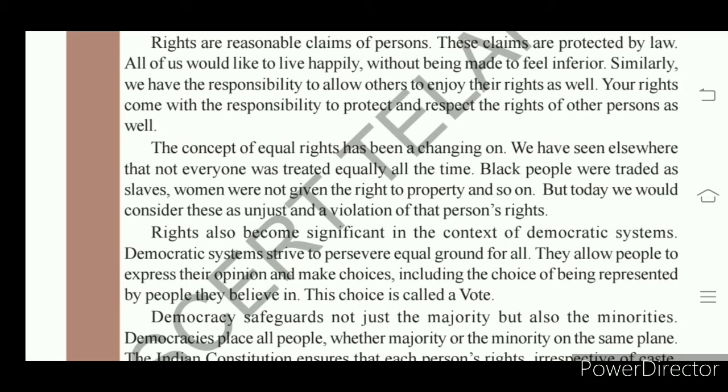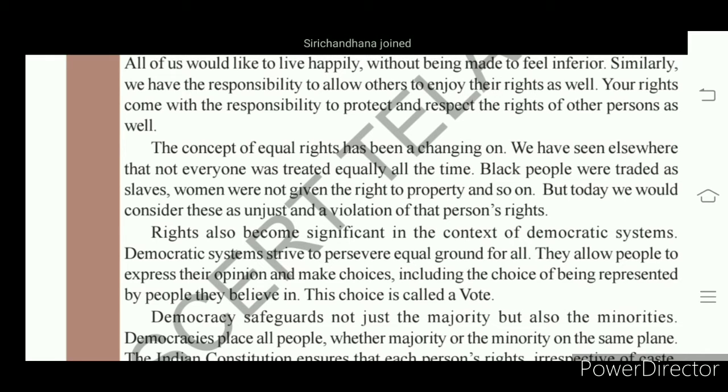But today it is recognized that women should be given an equal share in the property of their parents. So today we would consider these as unjust. That was what is unjust, what is unfair, not giving rights to the daughters in the property of parents. Understand? Once this was not treated as inequality, but in this modern period it is recognized as inequality, that women were not enjoying the right to property. So today we would consider these as unjust, unfair, and a violation of people's rights.